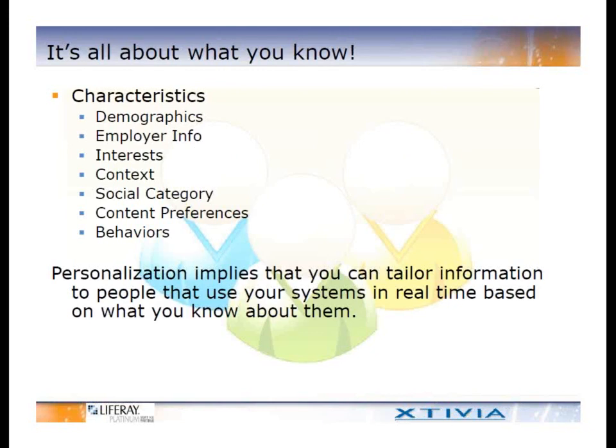So really it comes down to, it's all about what you know. What are the characteristics of your users? Various demographic information, employer information, what kind of behaviors people exhibit. It could be anything that they're interested in, the context in which they're viewing something. It really could be just about anything in your system. So the title on this slide is, it's all about what you know, and realistically it is. It's what do you know about each person in your system, or based on the data that you have in your system, what information can you derive out of that?